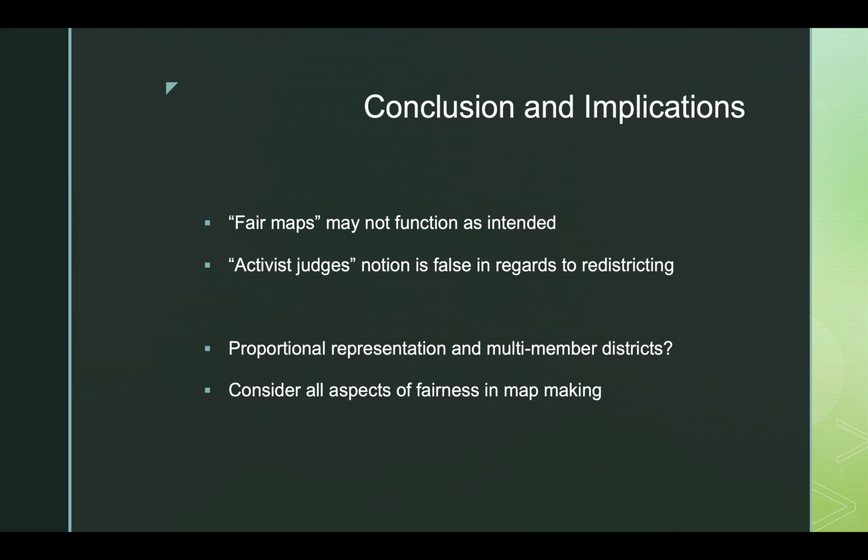To conclude, fair maps in the traditional sense, such as in Iowa, may not function as intended because simply making geographically compact and neat maps is not the only thing to consider. The notion of liberal activist judges is false, as maps in states such as Florida and Virginia that have been created by the courts have produced similar proportionate results like the Pennsylvania maps have.